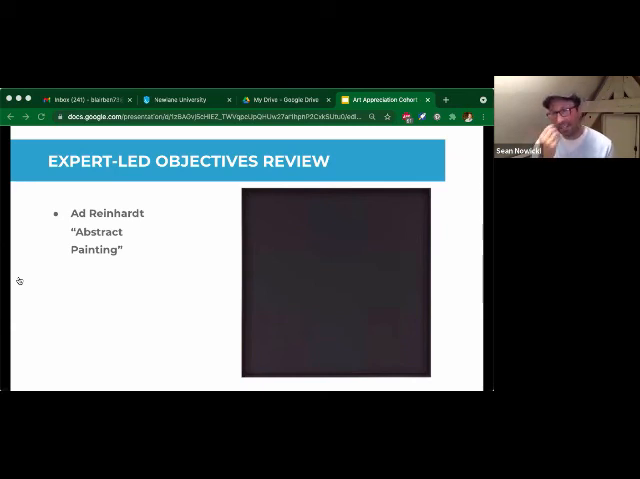I connect with this painting for a number of reasons, but mostly this painting just reminds me: look closer, try harder. Something will make itself visible. You just have to keep going, I guess, is what I take from this painting.